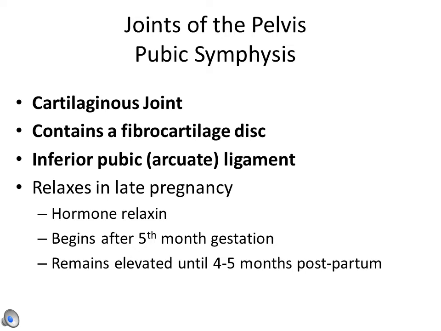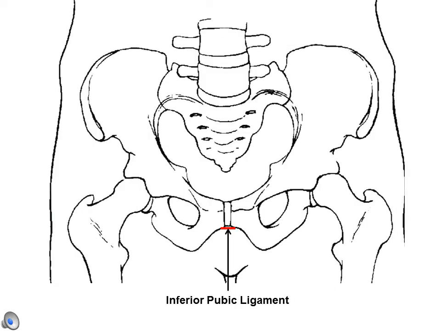During pregnancy, a hormone called relaxin is released through the body, beginning about the 5th month of gestation. The purpose of this hormone is to relax the pubic symphysis to allow for growth of the fetus and delivery of the baby. Take this opportunity to pause the lecture to draw in the inferior pubic ligament.